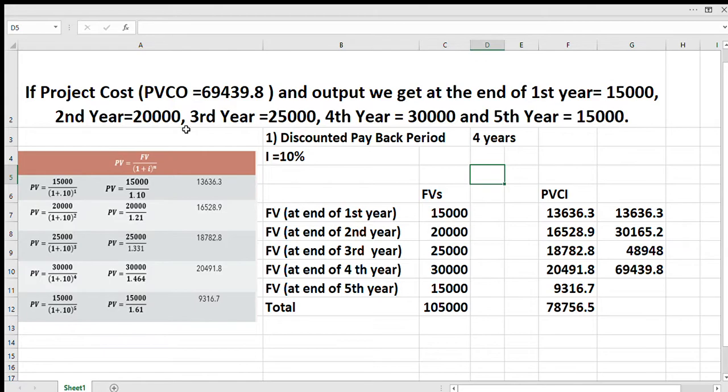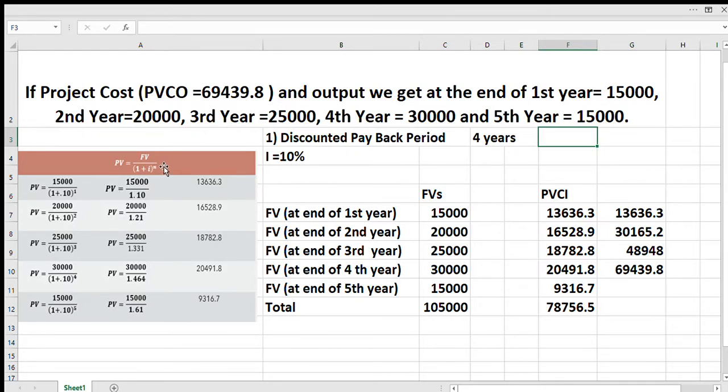If the project cost, the present value cash outflow, is 69,439.8, and the output we get at the end of the first year is 15,000, at the end of the second year 20,000, third year 25,000, fourth year 30,000, fifth year 15,000. Okay, now what we do is we involve ourselves in the process of discounting.